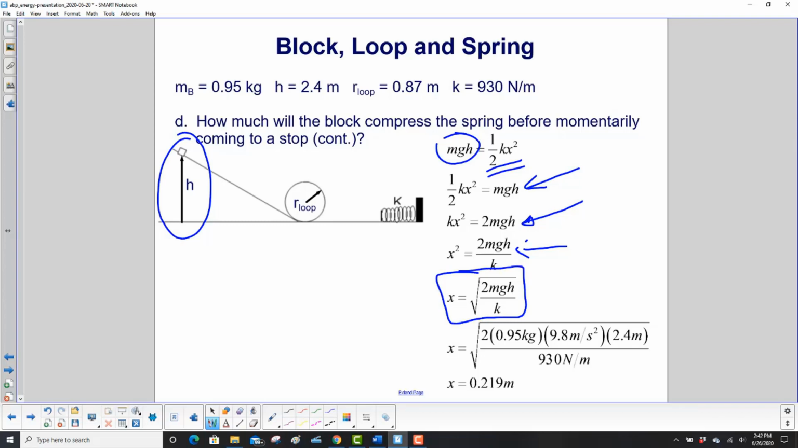As I've said many times before, this is most of the problem. This is the important thing. And then we go ahead and substitute in our values, and we get the spring compressing 0.219 meters, that's 21.9 centimeters, before it momentarily stops, then expands again and shoots the block right back.